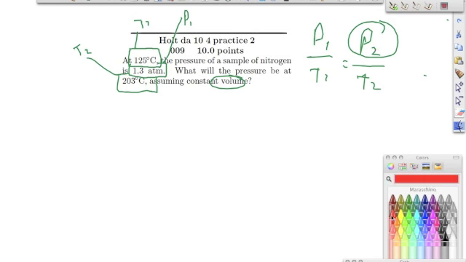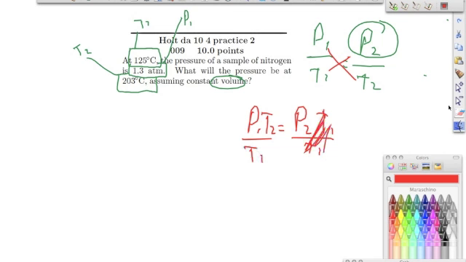Now remember, anytime that we get a fraction like this, go ahead and cross multiply. So we have our P1 T2 equals P2 T1, and we go ahead and divide both sides by T1 so we can get what we're solving for, and so we get this equation where we have our P2 equals our P1 T2 all over T1.